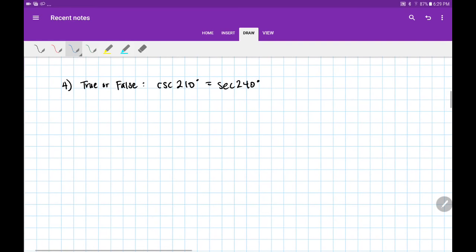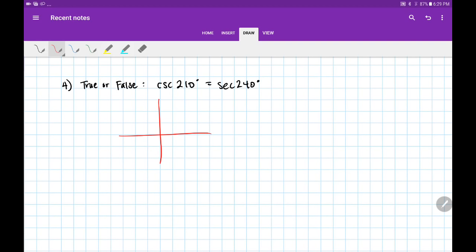Let's move on to number 4. True or false? Is cosecant of 210 equal to secant of 240? Well, there's only one way to answer this, and that is to find the values of each. So we're going to have to do kind of like two problems here. First, we'll find out cosecant of 210.